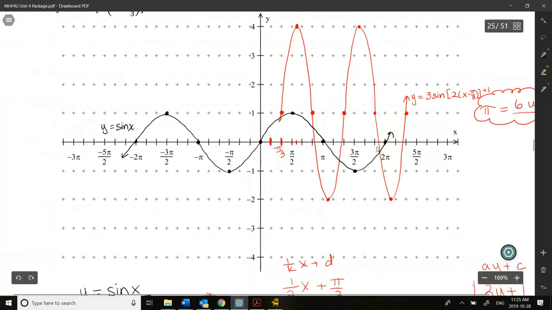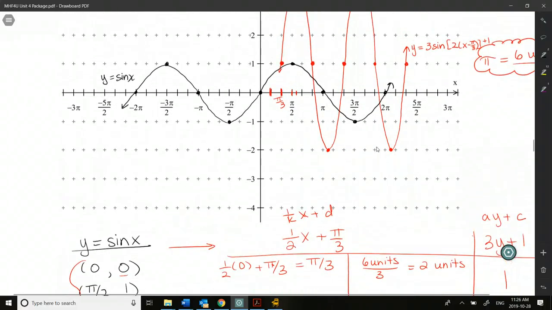Are there questions on this that I can clarify? It's pretty similar to last year. The only extra thing is figuring out where to place these radian values on your graph.